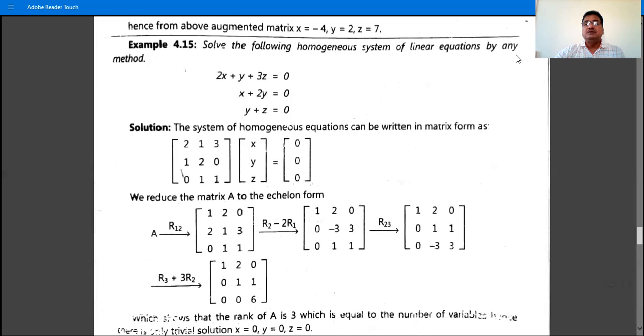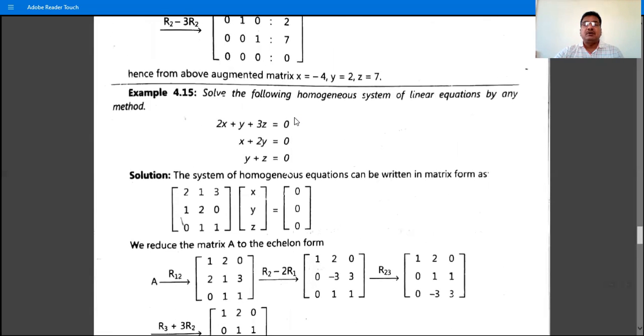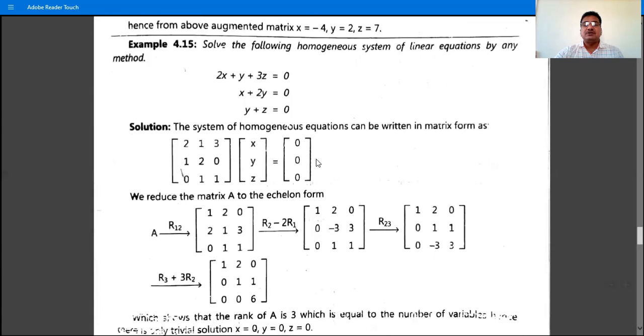Now solve the homogeneous system by any method. So this is the system. Write the system in matrix form. So 2 1 3, 1 2 0, and 0, the coefficients of x are 0 1 1, times x y z, is equal to 0 0 0. If you observe this system, this is a homogeneous system, because the constant matrix is 0.